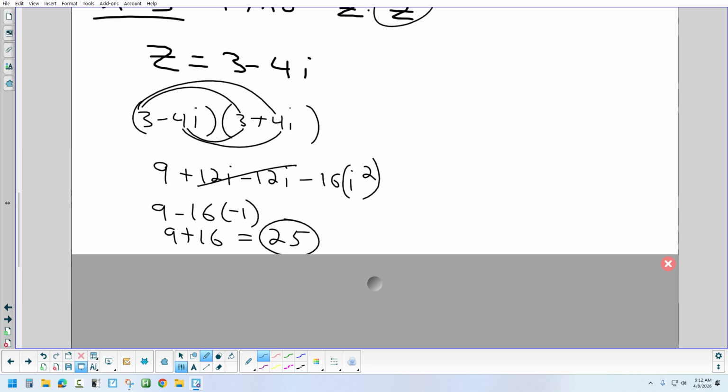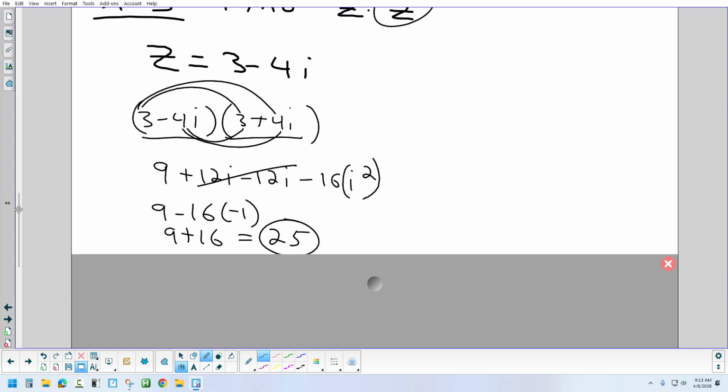What kind of number is 25? Thinking about the number system diagram from yesterday. It's a counting number, and it's part of the real number system. It's not an imaginary number. So anytime that you multiply a number by its conjugate, all the i's will disappear. That's what happens when you multiply conjugates. If you multiply conjugates and you have an i in the final answer, you did something wrong. The i should always disappear.